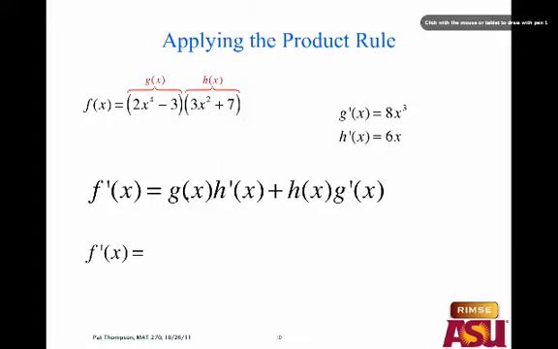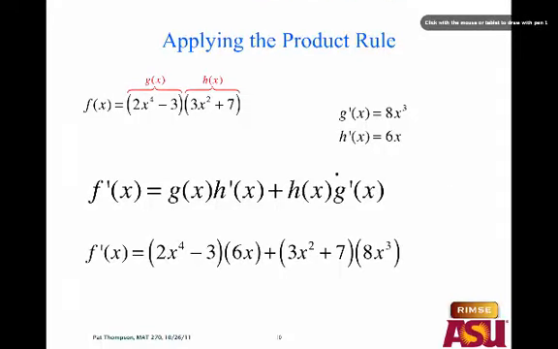So now we have all the elements. We have g, we have the derivative of h, we have the derivative of g. So we just write it down. The first times the derivative of the second plus the second times the derivative of the first. Basic product rule problem. Okay, let's look at another example.